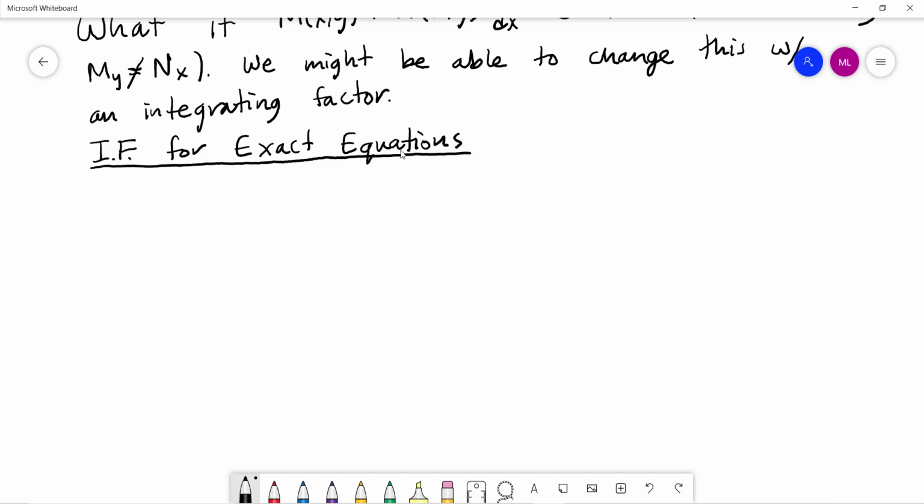So, can we find an integrating factor? A mu of x,y, so let me call it an integrating factor. Find an integrating factor.